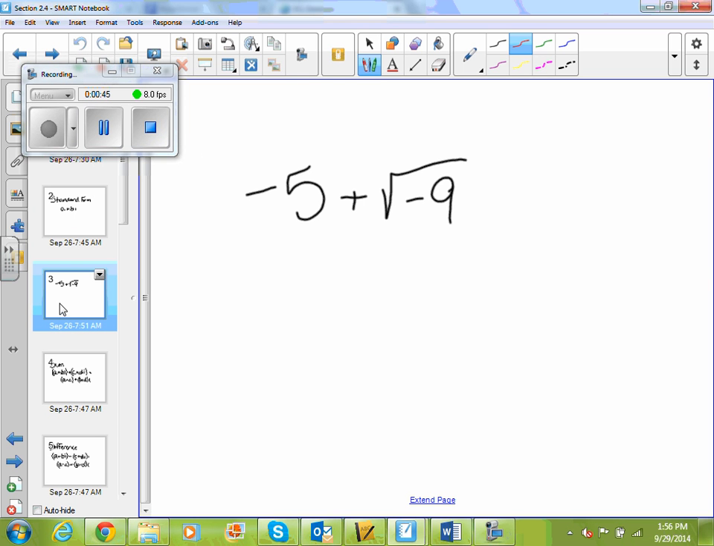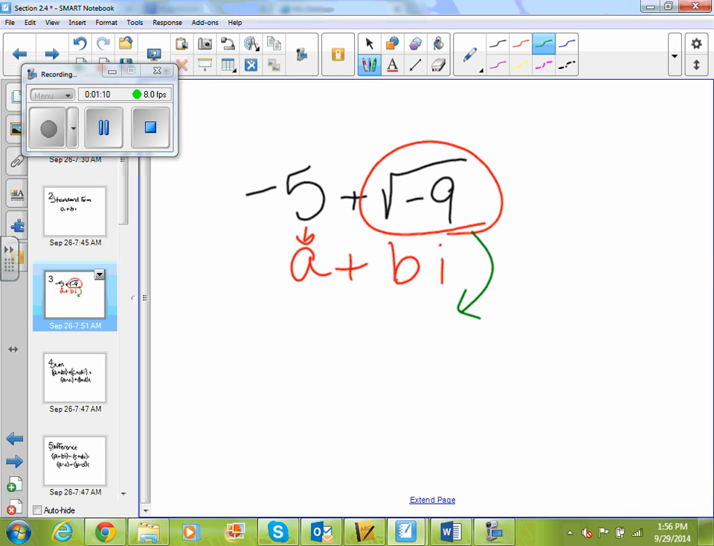Okay, so if we look at -5 plus the square root of -9, we need to put that in standard form. Okay, and it's already kind of close to being in standard form if we look at standard form being a + bi. So obviously our a is going to be -5. We need to simplify this square root of -9 to make it look like the form bi. Okay, so I can simplify the square root of -9 to be the square root of 9 times the square root of -1.